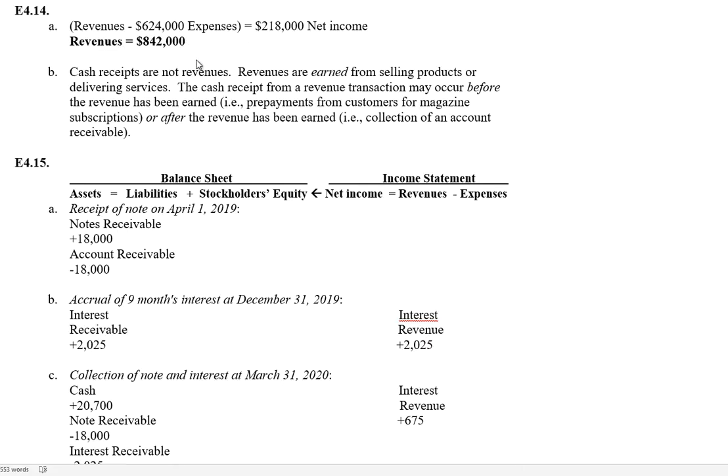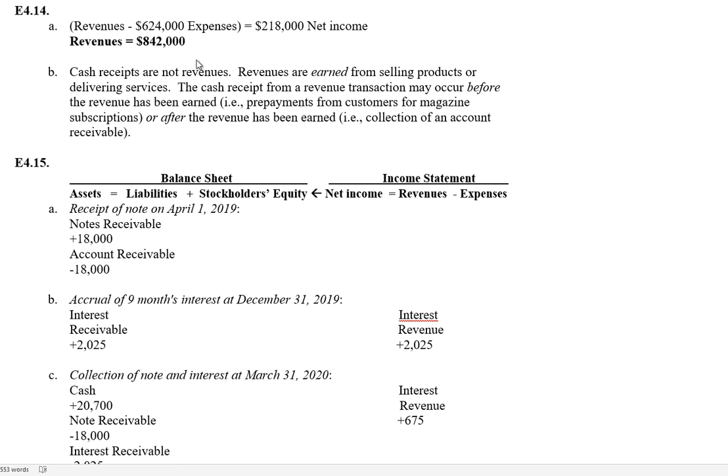Very, very different things. But they're going to give you cash receipt amounts, and then they're going to give you some other numbers, and they're going to say, well, calculate revenue. So let's look closely at what they're doing, and you'll see that revenues is 842. It's clear here that revenues minus expenses equals net income, a simple illustration of profit. It is basically revenues minus expenses.